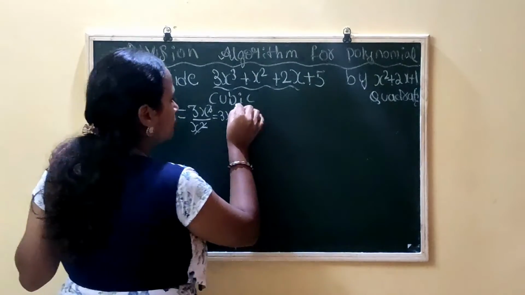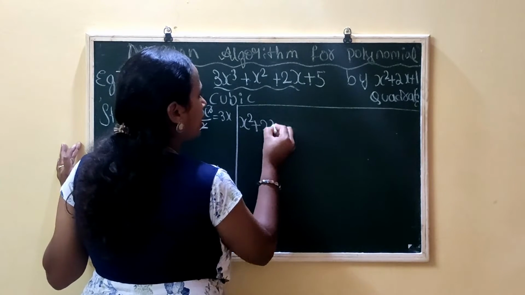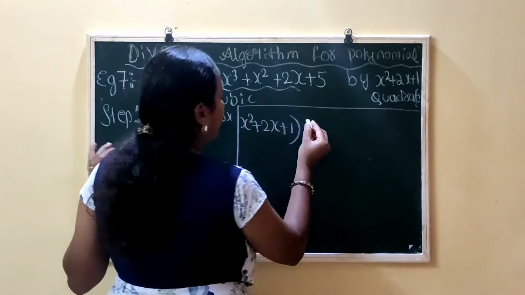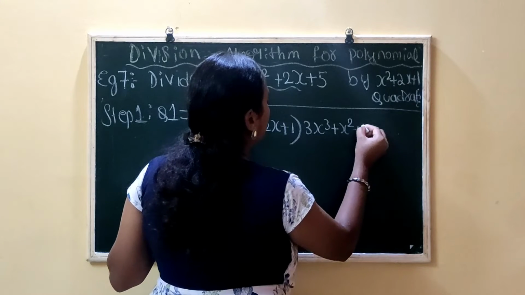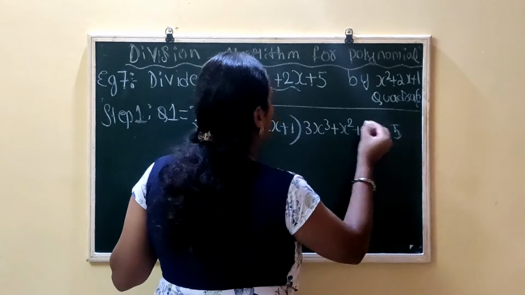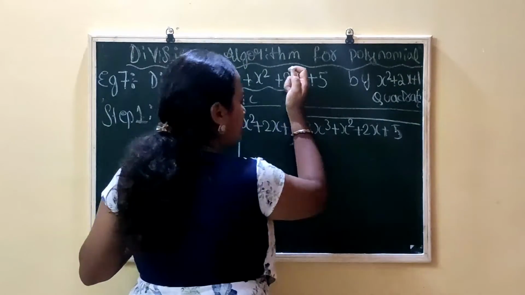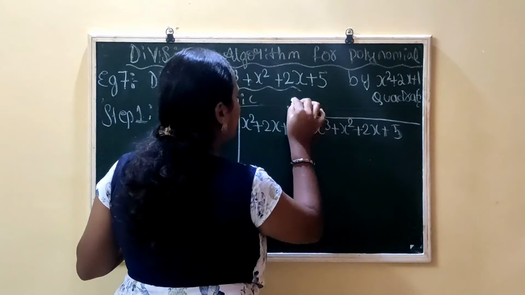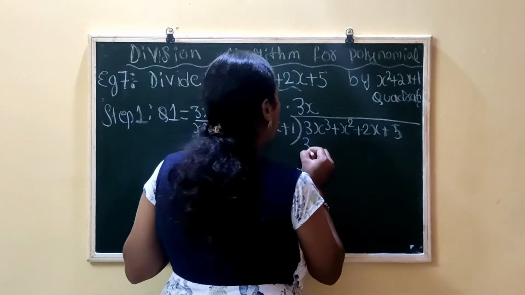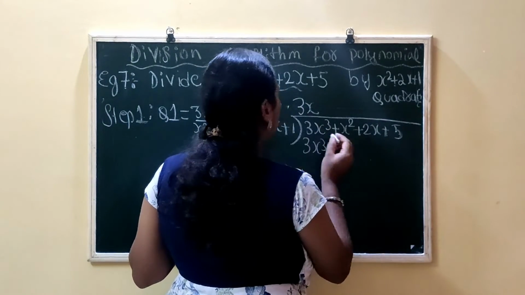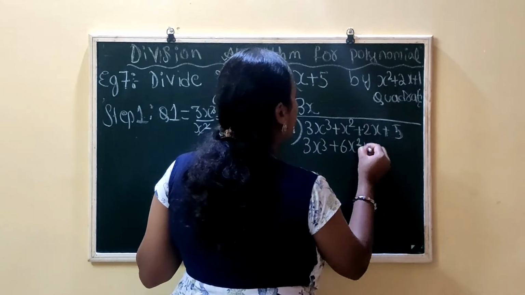We will try to solve here simultaneously. So x square plus 2x plus 1 divided into 3x cube plus x square plus 2x plus 5. Quotient 1 is 3x, right? So now perform normal multiplication. 3x into x square will give you 3x cube. 3x into 2x, 3 2s are 6, x into x will be x square. 3x into 1 is 3x.